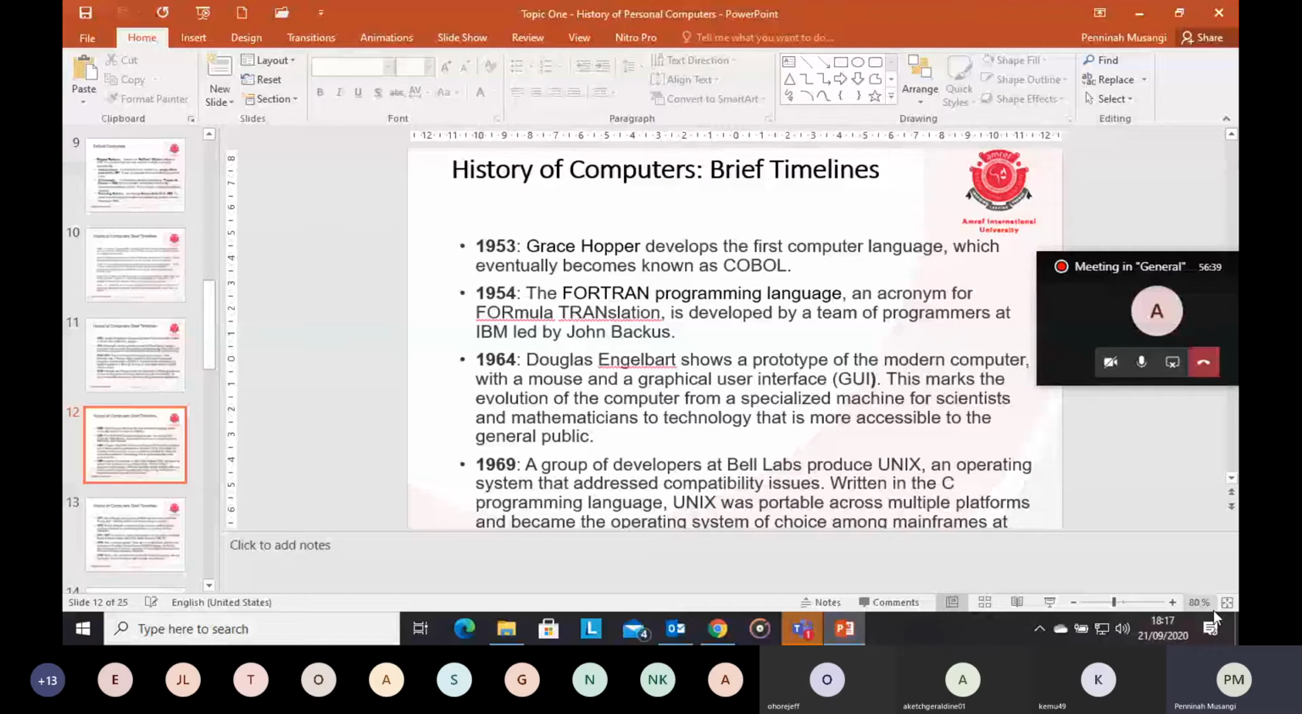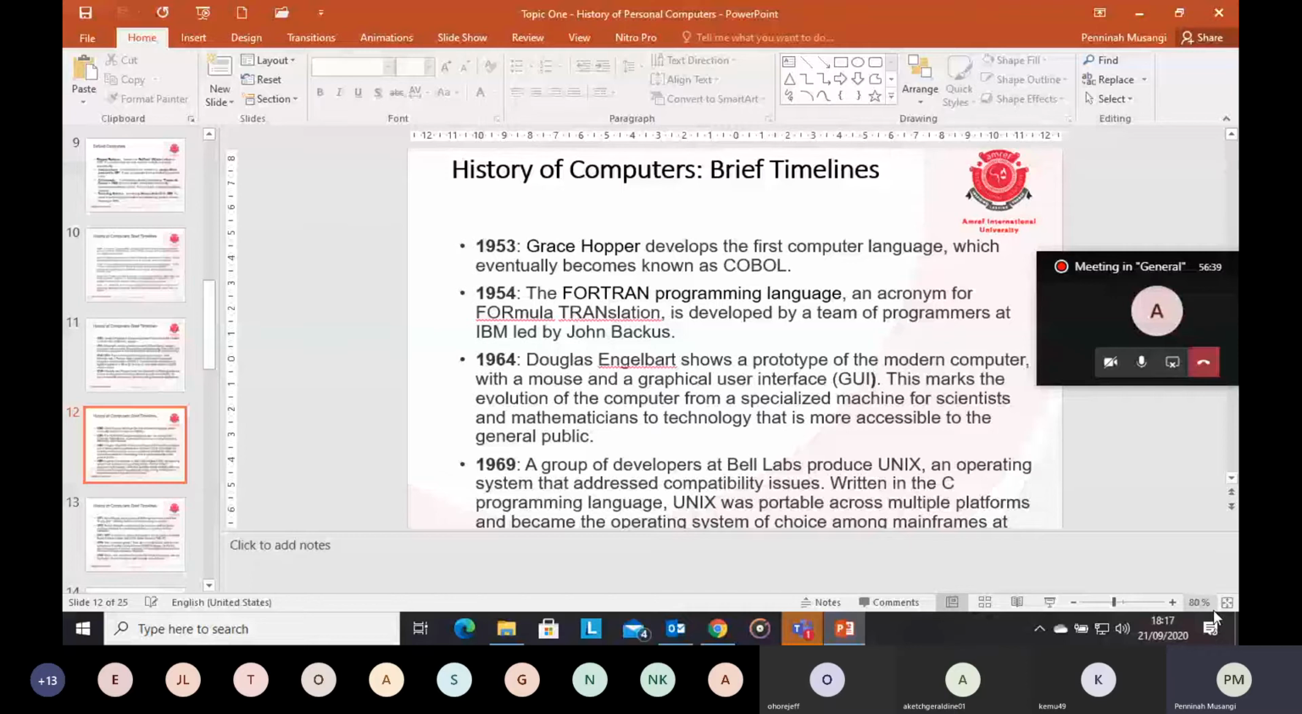1954, the first programming language was Fortran. Fortran means formula translation, and it was developed by a team of programmers who were working at IBM.